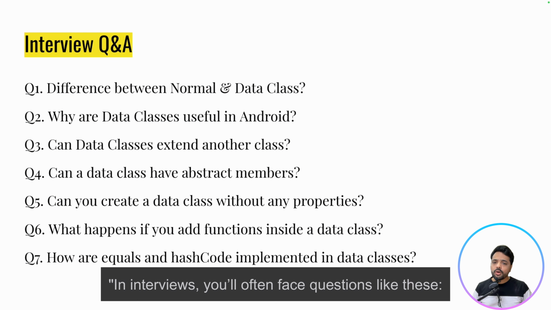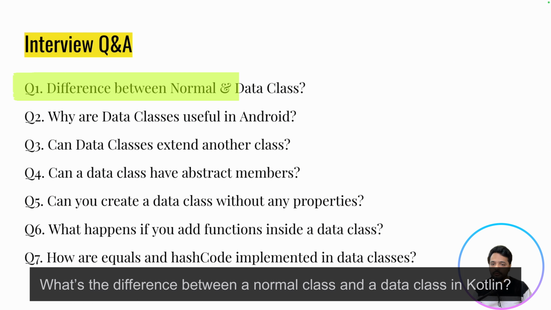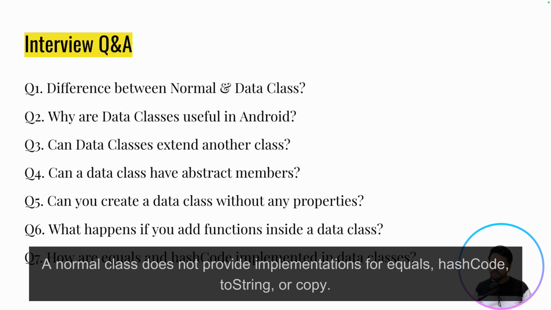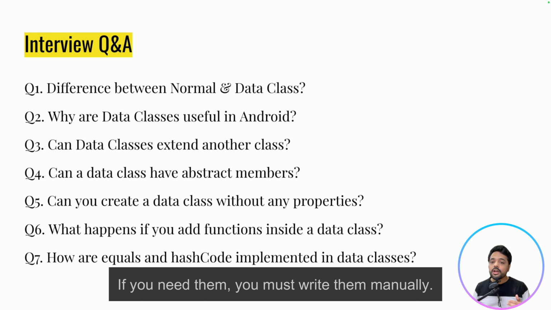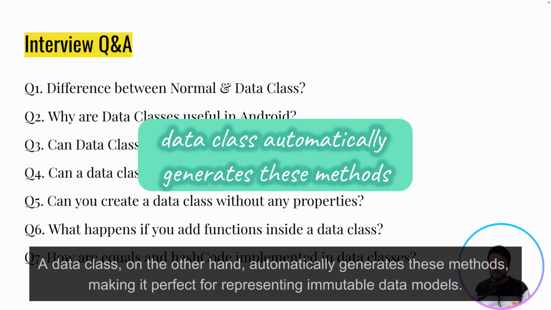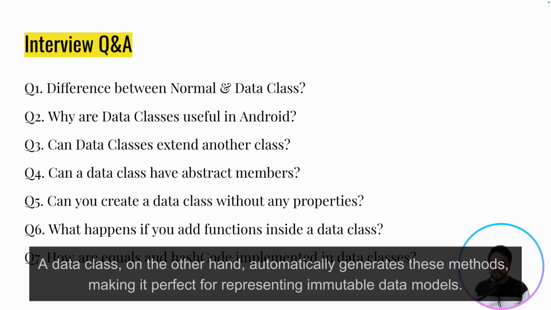In interviews, you will often face questions like this. What's the difference between a normal class and a data class in Kotlin? A normal class does not provide implementations for equals, hashCode, toString or copy. If you need them, you must write them manually. A data class, on the other hand, automatically generates these methods, making it perfect for representing immutable data models.